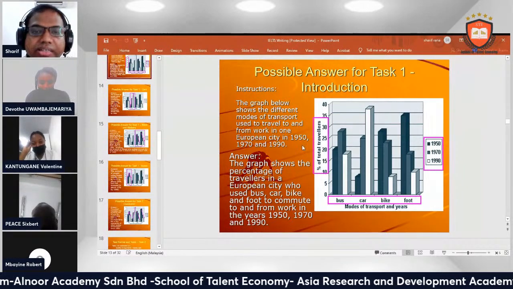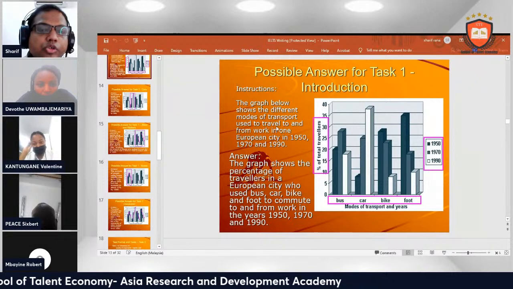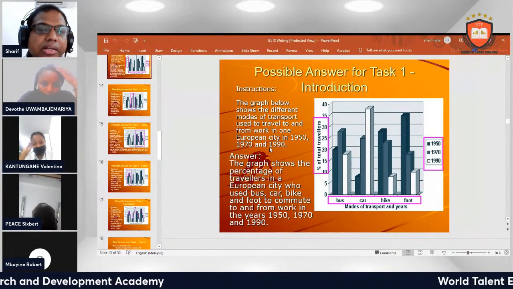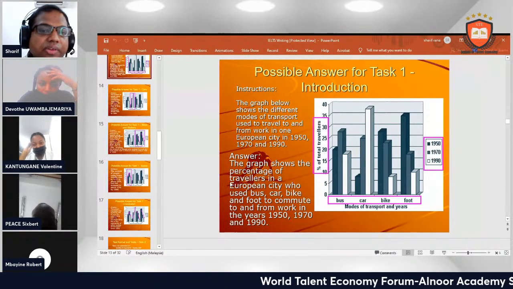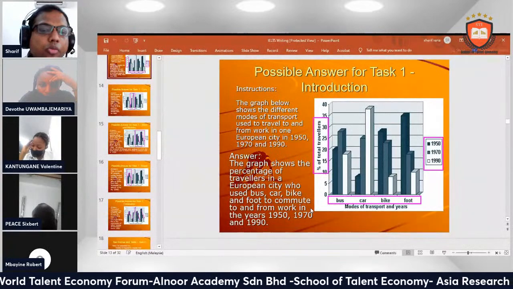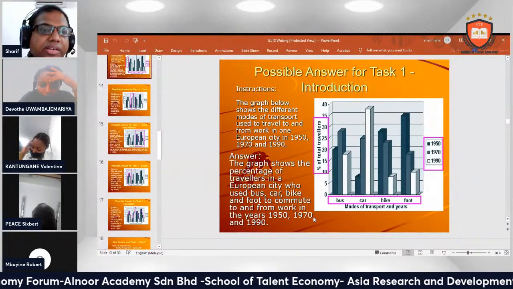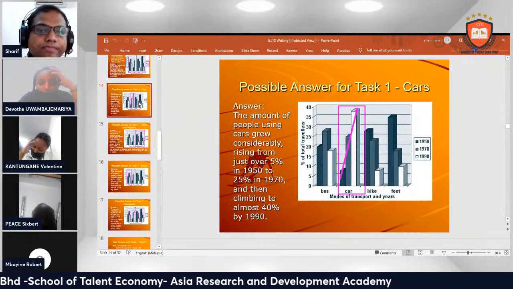Let's say you can check the graph. The graph below shows the different modes of transport used to travel to and from work in one European city in 1950, 1970, and 1990. Answer: the graph shows the percentage of travelers in a European city who use bus, car, bike, and foot to commute to and from work in the years 1950, 1970, and 1990. Possible answer for task 1.